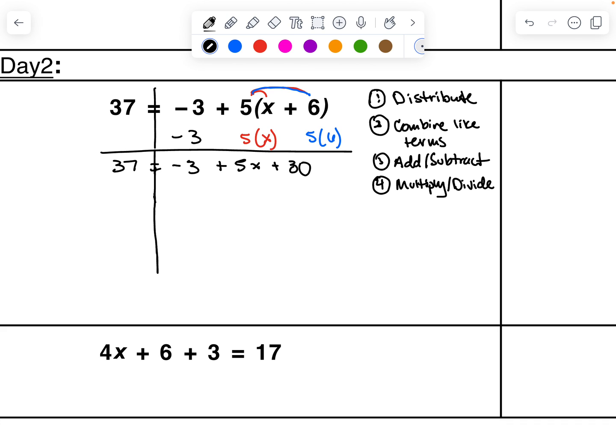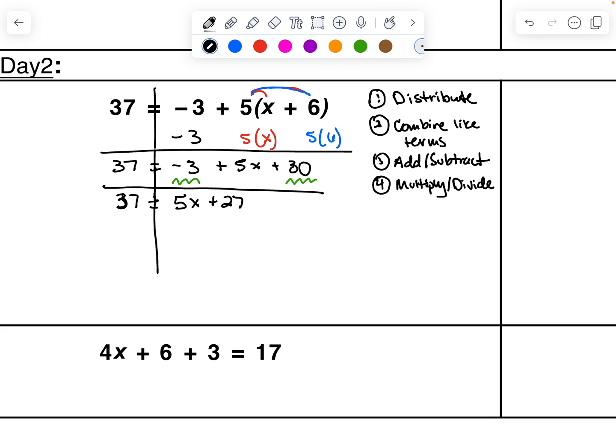So check that off. Now I'm going to combine my like terms. Well, what are my like terms? My like terms are the -3 and the 30. Just like we talked about yesterday, when you're combining your like terms, the sign stays the same. So I have 37 equals, I'm going to put the 5x first, and then plus 27.